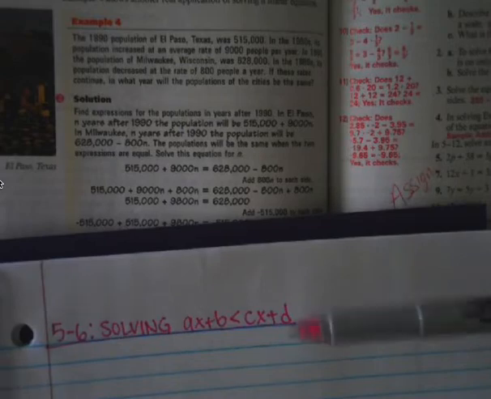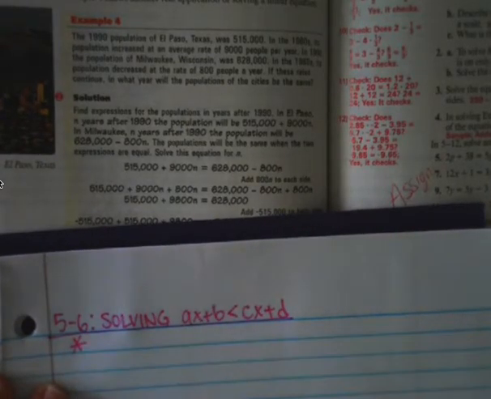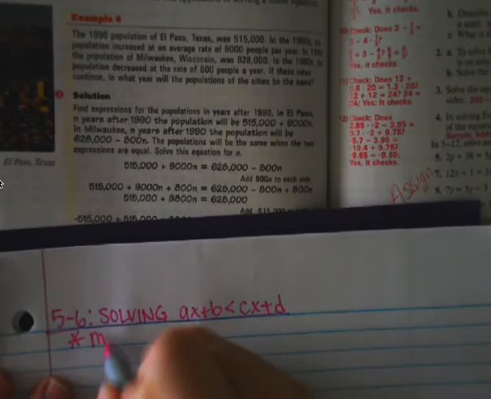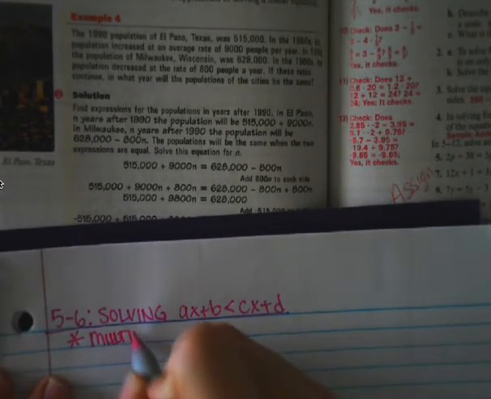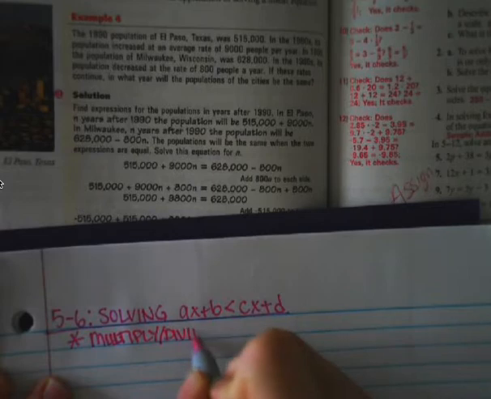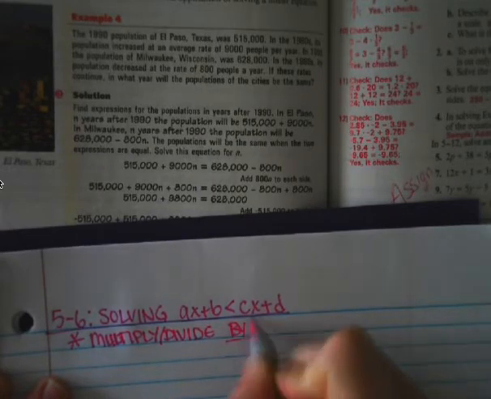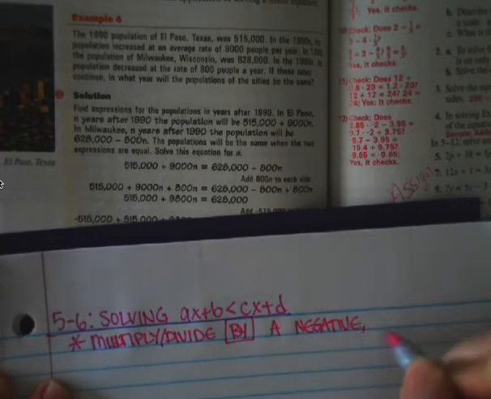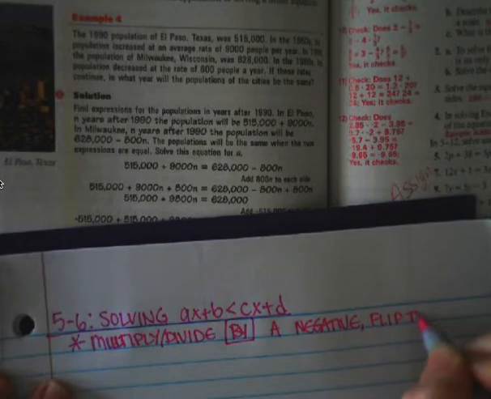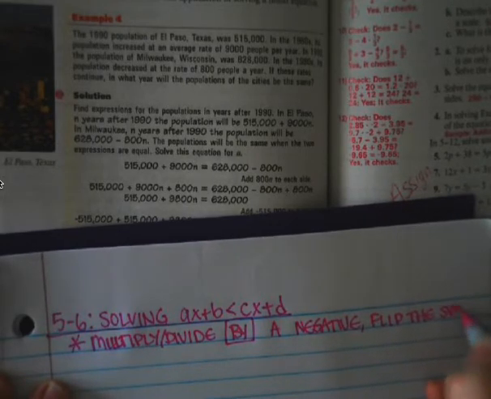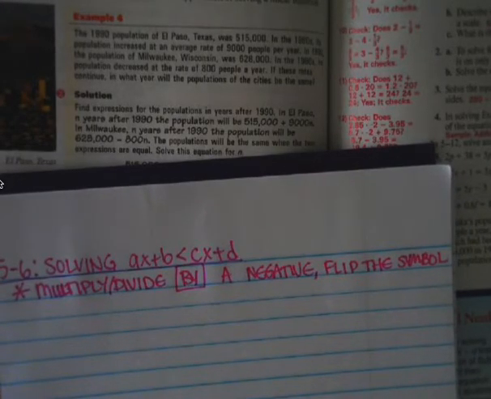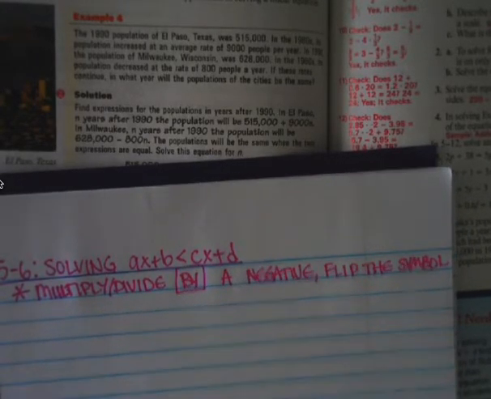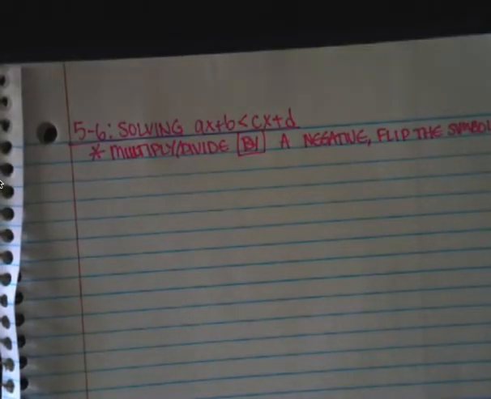That one big thing. Hopefully you all remember that if we multiply or divide by a negative, we must flip the symbol. Okay, so multiply or divide by a negative, we have to flip the inequality symbol. Alright, so let's just do a couple of examples to refresh our memory on this.